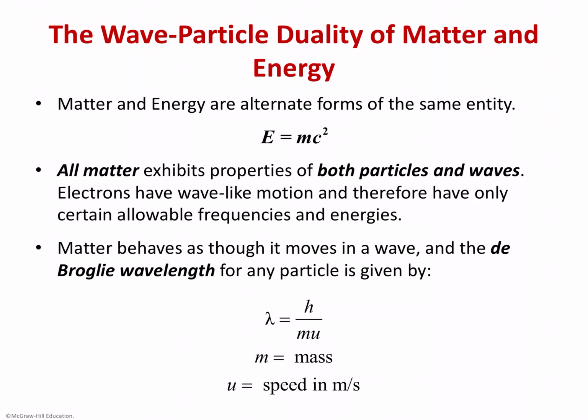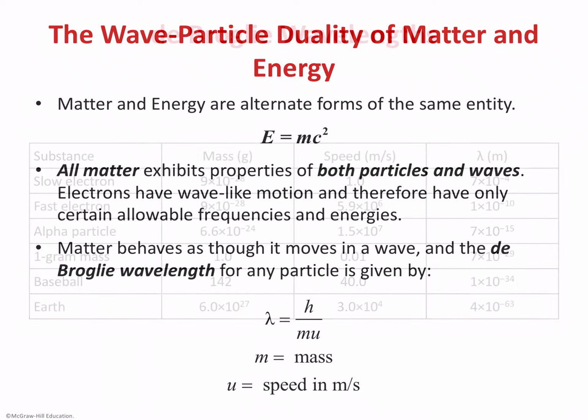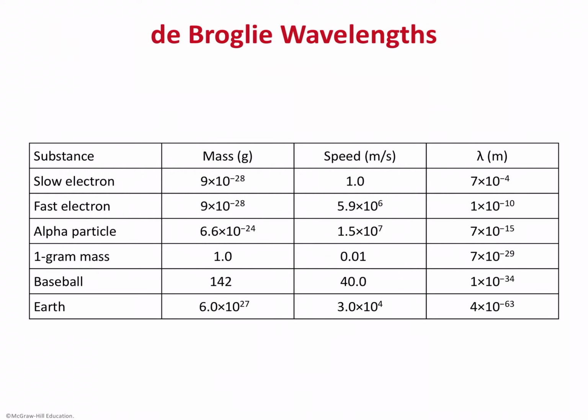So the scientist named de Broglie came up with an equation that, if you want, you can find out the wavelength of any particle by the equation given below. You see, wavelength equals Planck constant over mass times u. u is the speed in meters per second. And these are some de Broglie wavelengths. You can see comparing a slow electron, also a huge mass like the Earth, all of these have a certain speed and also they all have a certain wavelength.